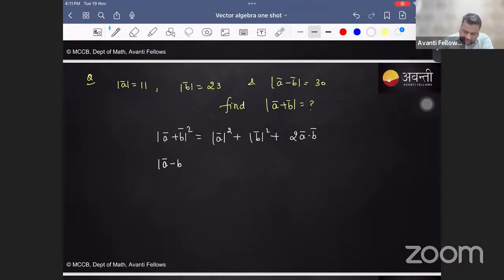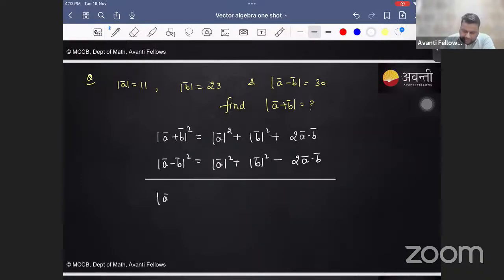Magnitude of A minus B whole square is magnitude of A square plus magnitude of B square minus twice of A dot B. Now, if you add both of them, what do you get? Magnitude of A plus B whole square plus magnitude of A minus B whole square is twice of magnitude of A square plus magnitude of B square. Am I correct?